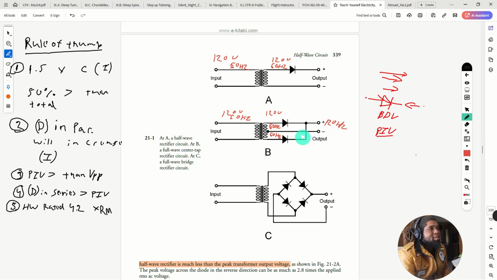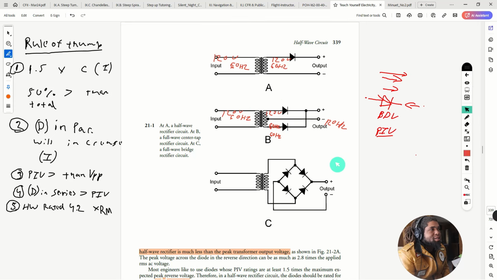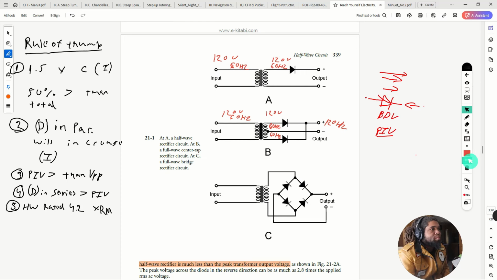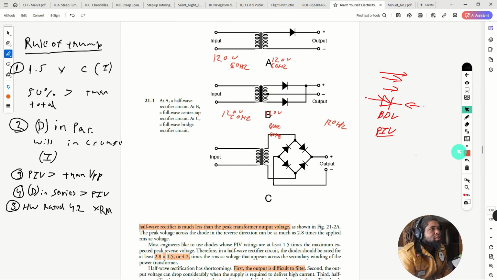Okay, so that's the magic by using this, which is a really nice consequence of using the center tapped full bridge rectifier. So you're not only going to get higher current, you're also going to get a power supply that's easier to filter. Okay.